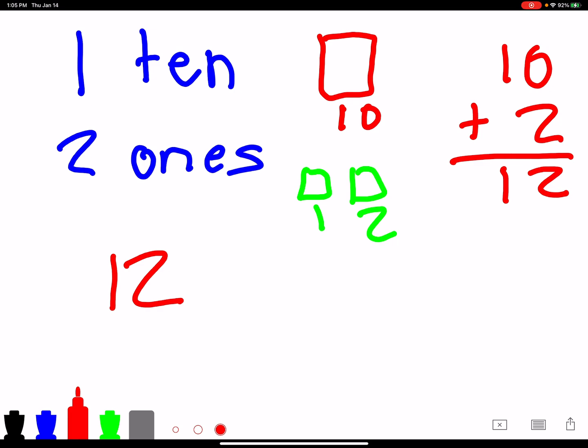So remember, for this problem example, the 1 is in the tens place, and the 2 is in the ones place. Okay, and we'll go more over place value, but this is just to get our feet wet into the subject.